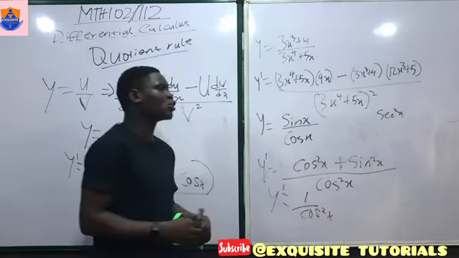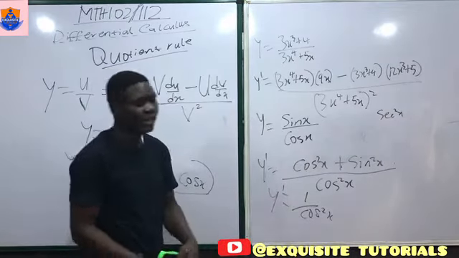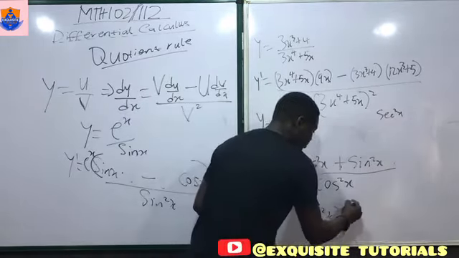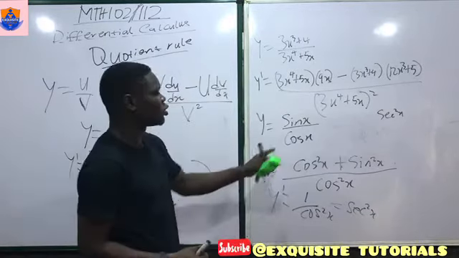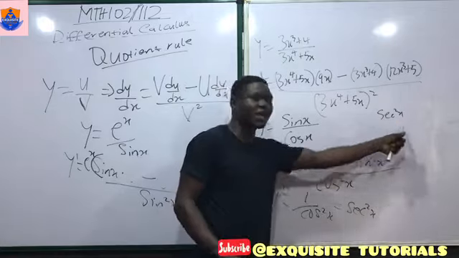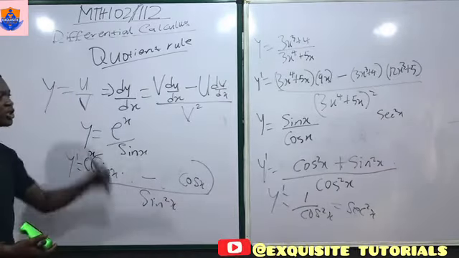Now what is the inverse of cos? The inverse of cos is actually your sec. So 1 over cos squared x is equivalent to sec squared x. This is why when you differentiate your tan x, you are going to have sec squared x. It was gotten from your quotient rule.